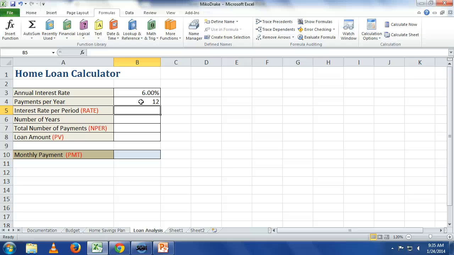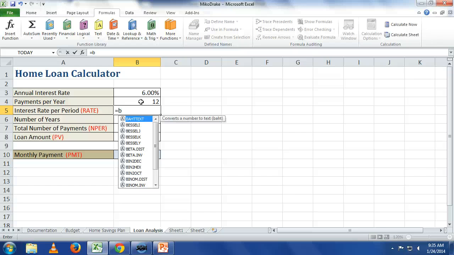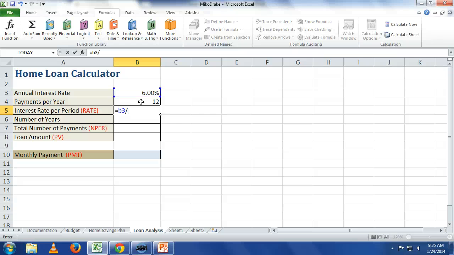So what we're going to do is take B3 and divide it by B4. We wouldn't have to do this separately. We could put it right into the function, and that's probably what I would do because that's how the function wants it. But this tutorial is trying to show you that that's what this rate needs to be. So B3 divided by B4. Every period is basically 0.5%.